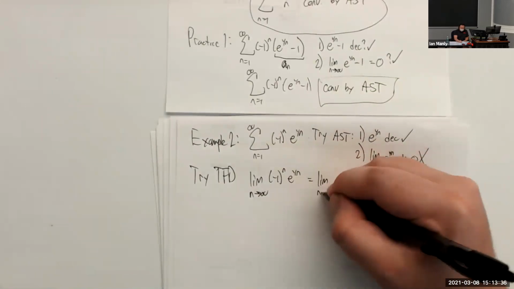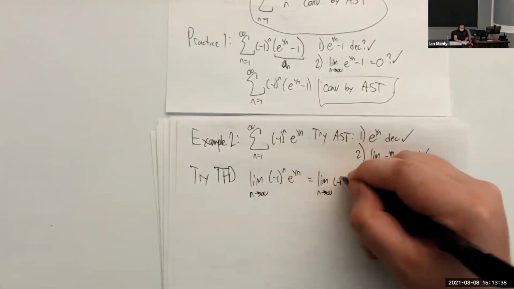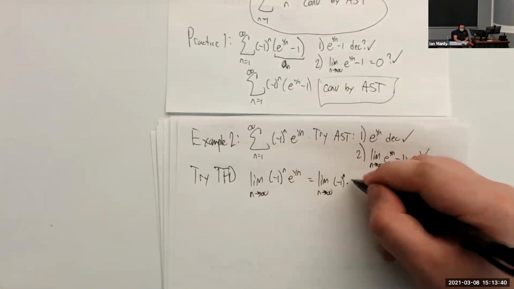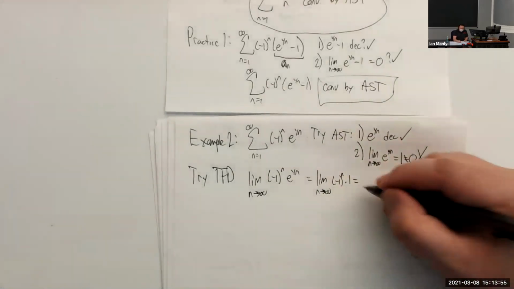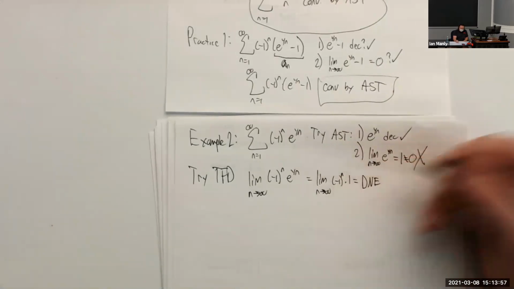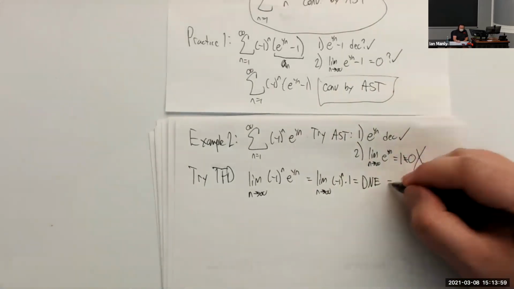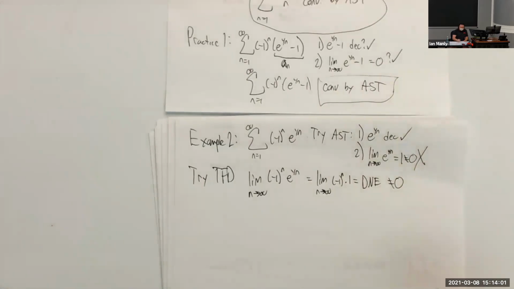So this is the limit as n goes to infinity of -1 to the n times 1. But then what's happening is that this number keeps bouncing in between -1 and 1. It just keeps flipping between a number close to 1 and a number close to -1, and it's not going to settle down no matter how far we go. So this limit's not going to exist, but in particular, it's not going to be equal to 0.